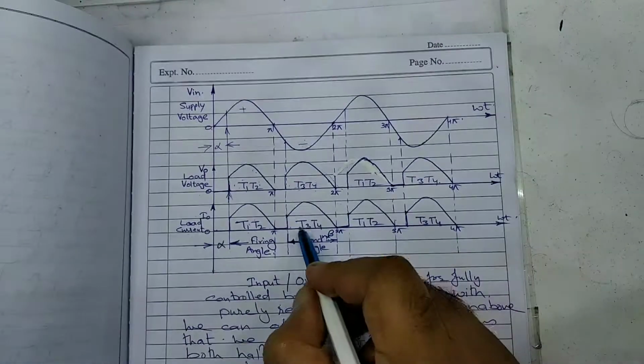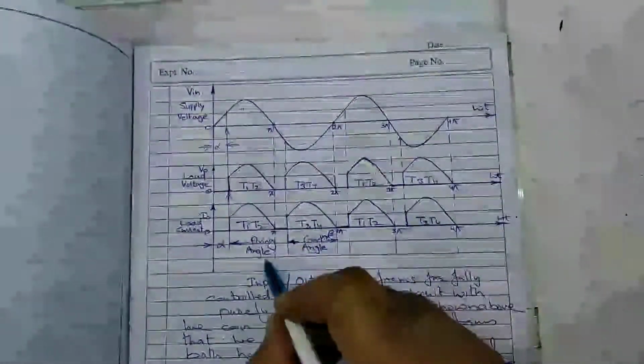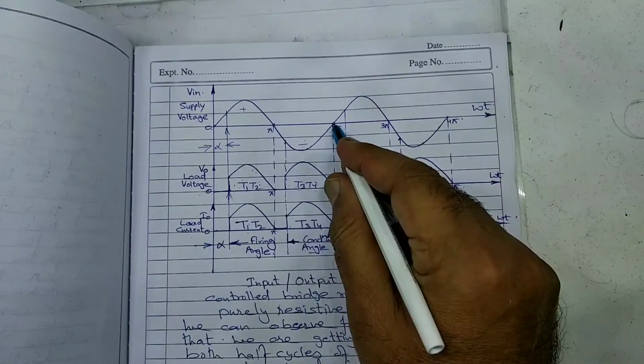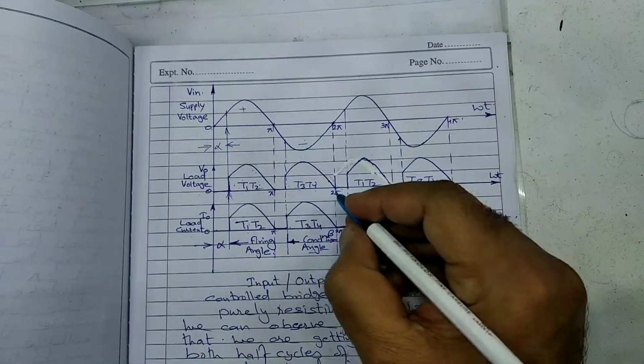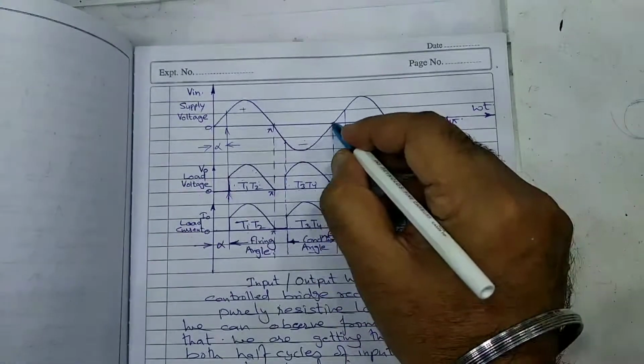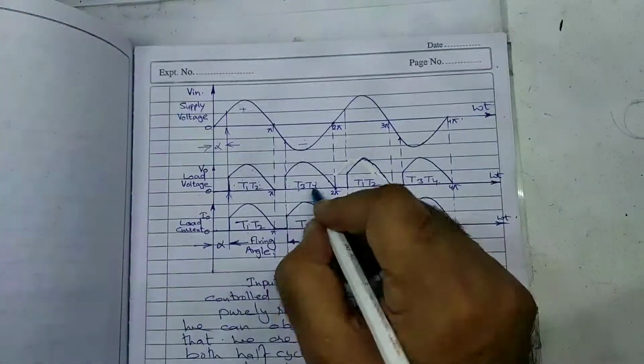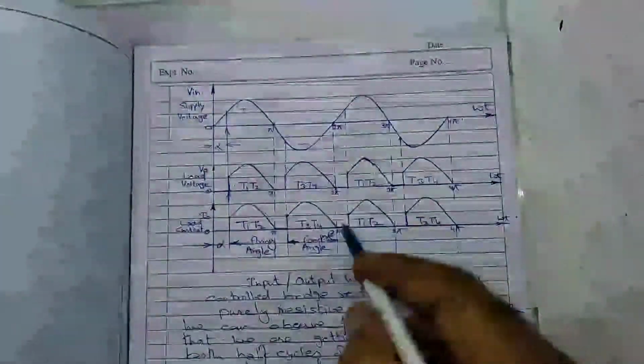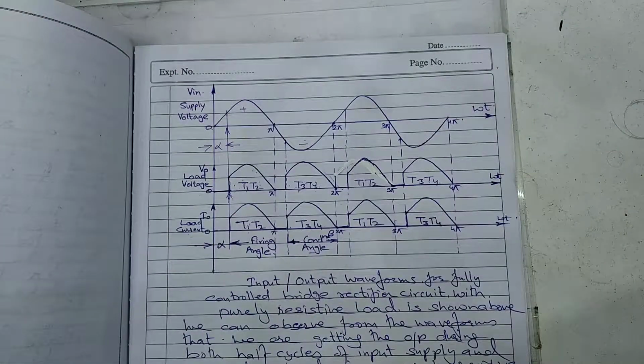Similarly, we get load current through the load due to the conduction of T3 and T4. At 2 pi, they turn off at zero crossing. So, zero crossing of the supply turns off the two thyristors T3, T4. Similarly here, and this cycle goes on.